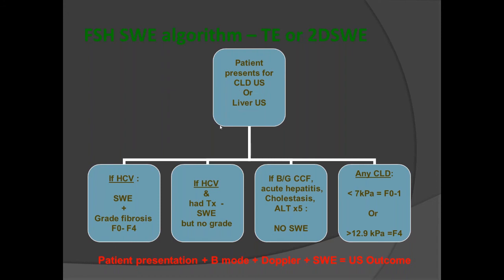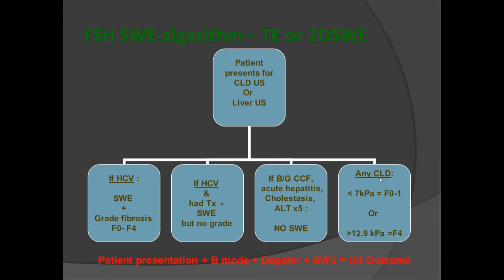And then for any other disease, even though we don't have a lot of studies, we know that when you look at all of the disease processes, including TE or FibroScan, if a patient has a kilopascal value of less than 7, you're almost always dealing with a normal liver. And irrespective again of the unit or the background pathology, if someone has a kilopascal value of more than 13, you're almost always dealing with a cirrhotic liver.